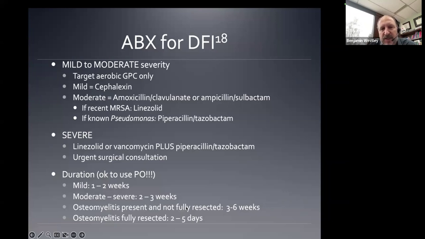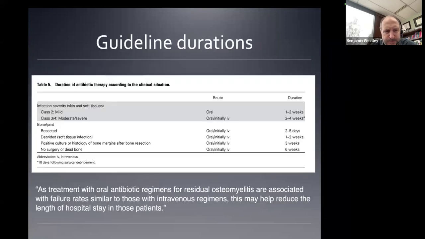When bone is involved but not fully resected, meaning surgery is done, we think there's bone infection and the margin at the edge of the bone is involved, the guidelines actually recommend 3 weeks. I'm going to show you the table in a minute. If all bone is fully resected, then the infection's cured, and basically a short course of antibiotics is all that's required. This is the table here.